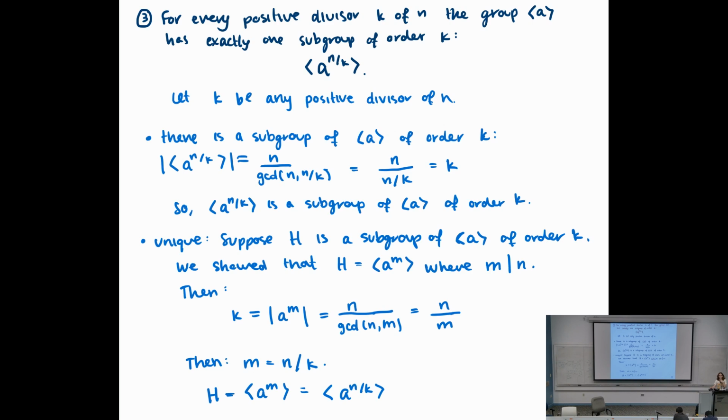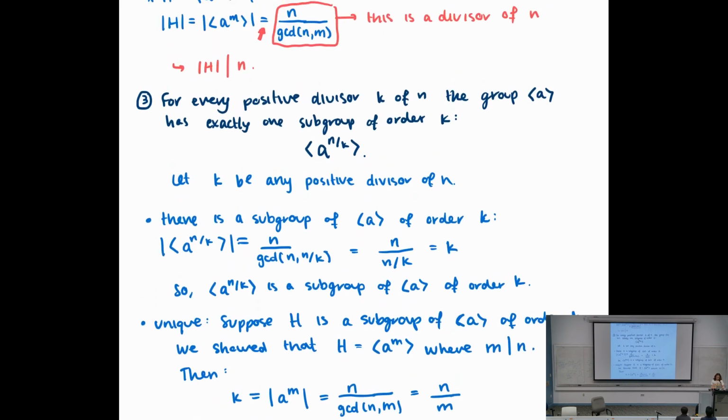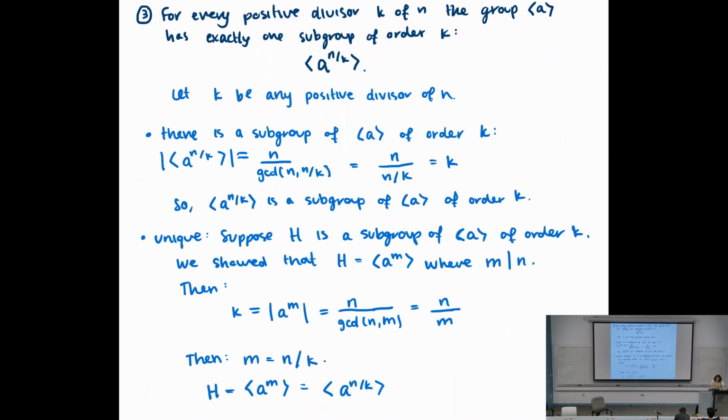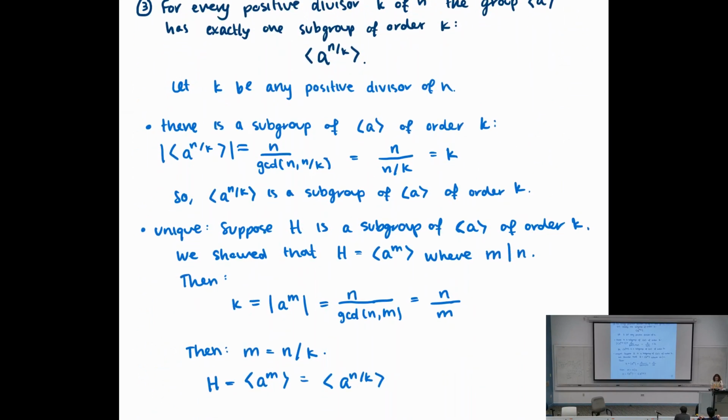Yeah. Do you remind me where we showed that H is generated by a to the m for m a divisor of n? Yes, okay, so do you agree that H is generated by a to the m? Yeah, I just forgot where exactly we showed that. Yeah, so that was in part one. So this part is part one, and then the fact that m divides n is part two. Okay. Yeah.